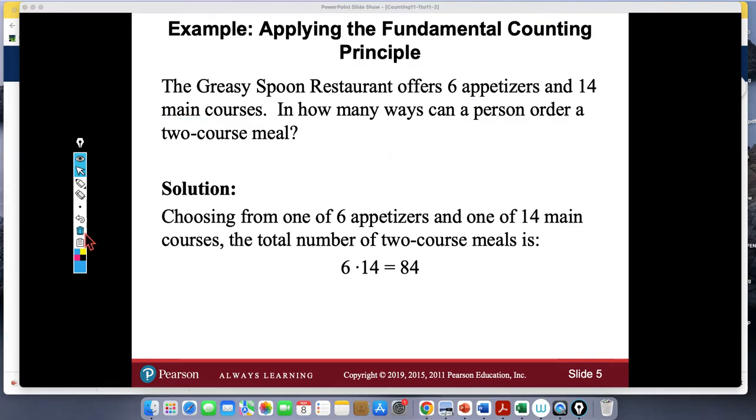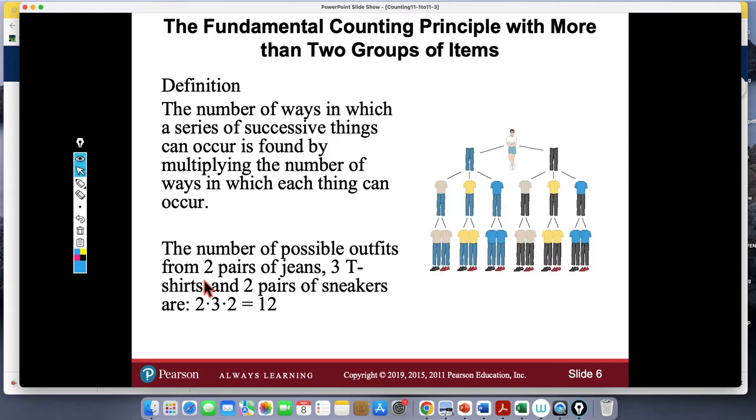Okay, so now we could also do a tree diagram, but when you have the first choice, you've got 6 different choices. From each of those 6 choices, you then have 14. So that's just the multiplication principle of counting.